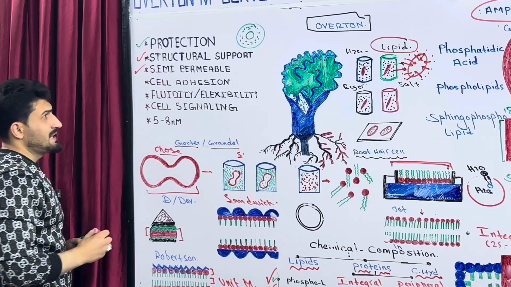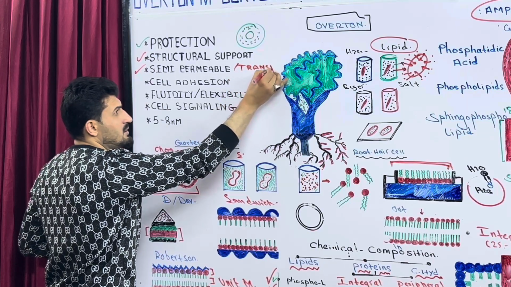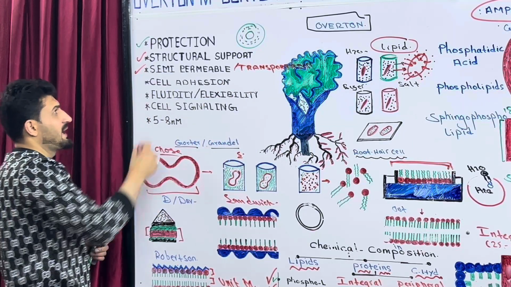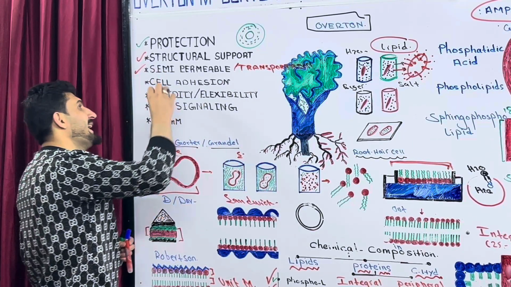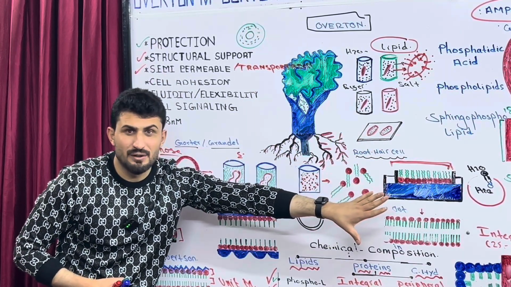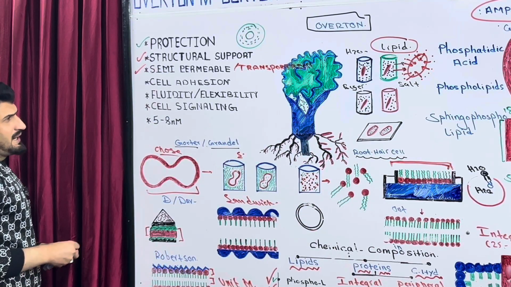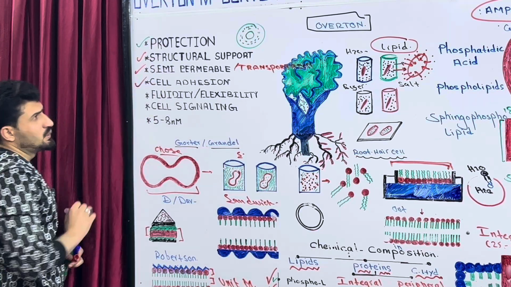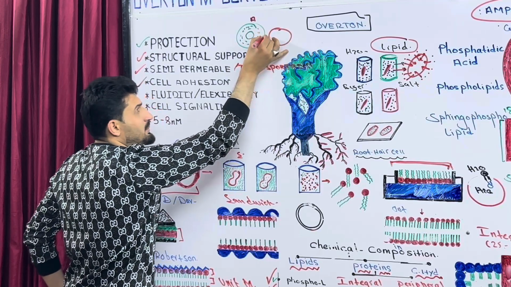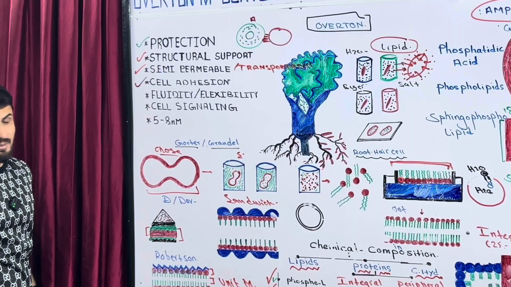Another function is that it has a role in cell membrane transportation, because it's semi-permeable. It means it allows substances to go from the outside of the cell to the inside, or from the inside of the cell to the outside. Another function is that it has a role in cell adhesion. For example, this is cell A, this is cell B, so these two cells will be connected by the cell membrane.